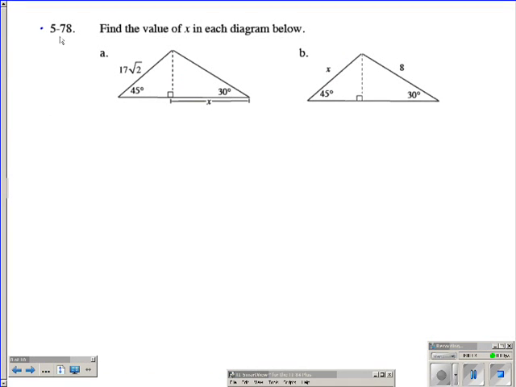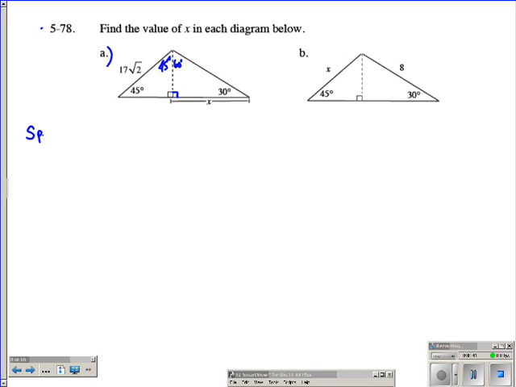Problem 5-78. Find the value of x in each diagram below. Letter A. We've got a right triangle, which is a 45, 45, 90 right triangle. And we've got a 30, 60, 90 right triangle. And they share one side in between. So here we go.